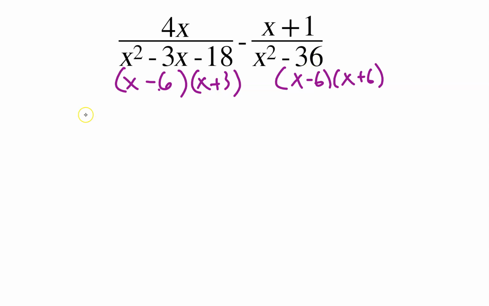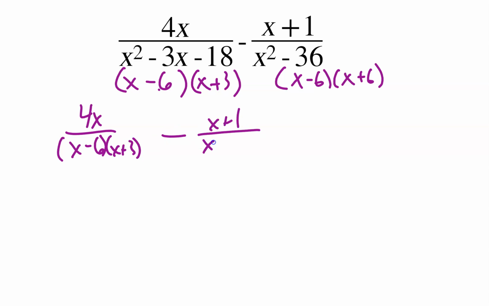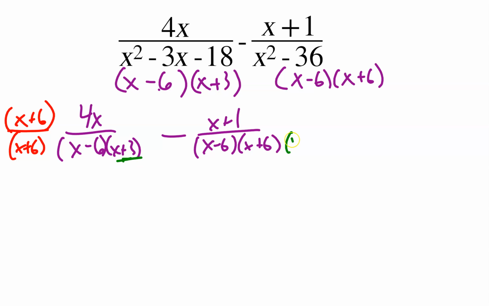So now I know, here's my equation. I have 4x over x minus 6 times x plus 3 minus x plus 1 over x minus 6 times x plus 6. Okay, so what is missing? This one on the left does not have an x plus 6, so I'm going to multiply on the top and bottom by x plus 6. The one on the right is missing x plus 3, so I'm going to multiply by x plus 3 on the top and the bottom. Okay, now I have the same three factors in both expressions.